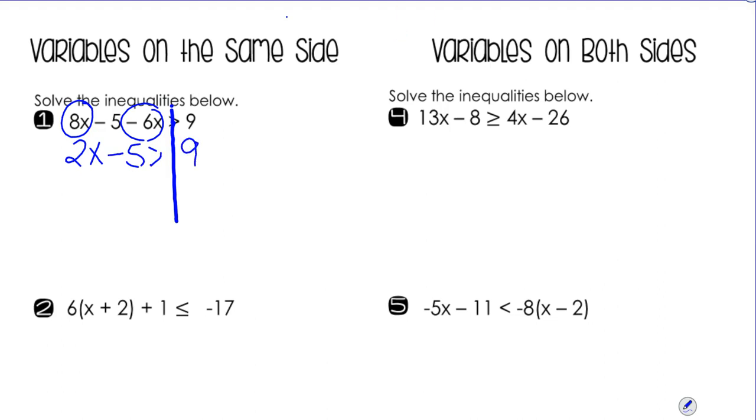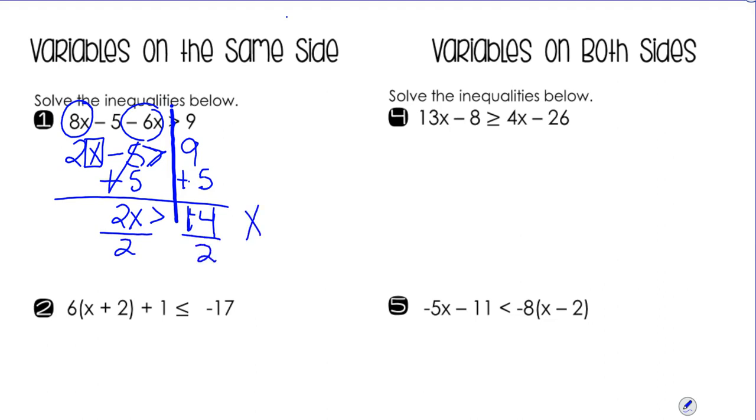Now we simply have a two-step inequality. What we're doing with an inequality is we're trying to get the variable by itself. So we're trying to get x alone, just like we do with the equations. What do I do to both sides now? Add 5. So I'm going to add 5 to both sides of the inequality. This cancels out. I bring down my 2x. So 2x is greater than 14. I divide both sides by 2. And x is going to be equal to or greater than 7. That's how we solve a two-step or multi-step inequality.